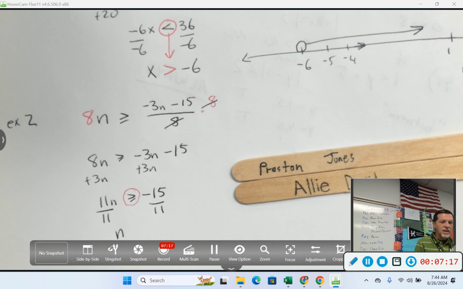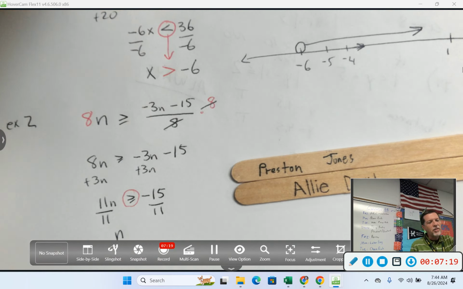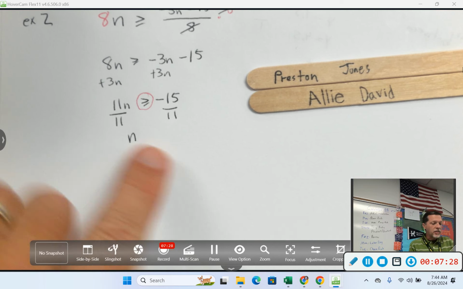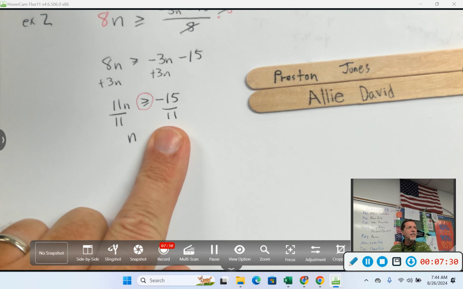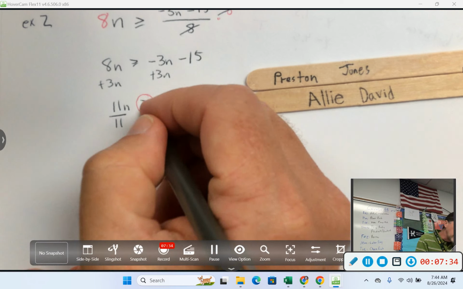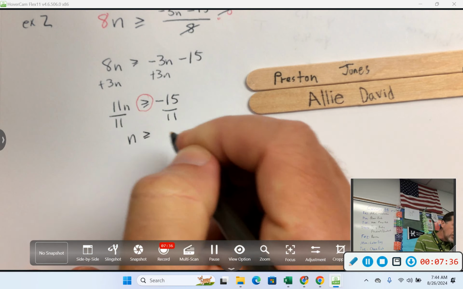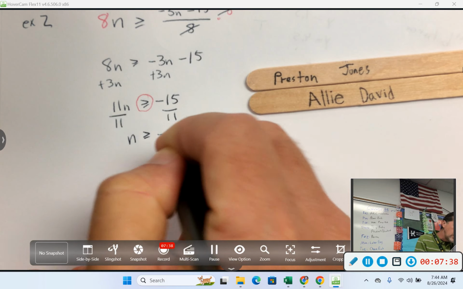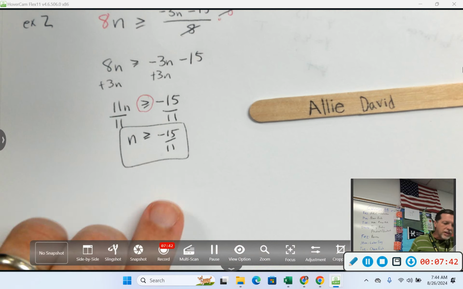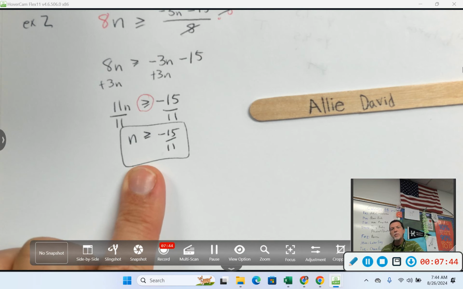A little bit. I baited you into a trap there. When do we flip the inequality? When we divide by a negative. So the answer is negative, but that's not a problem. The problem is if you divide by a negative. So we're going to leave that one alone, greater than or equal to -15/11.